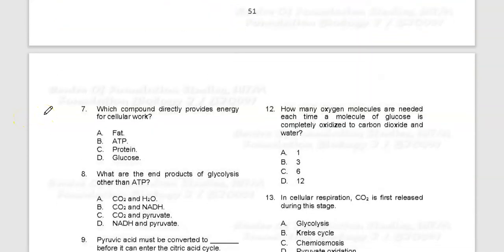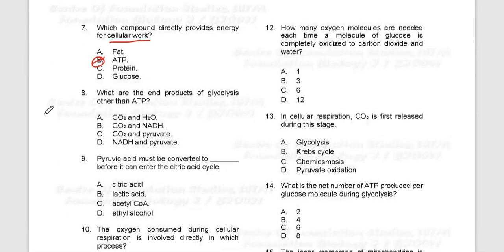So which compound directly provides energy for cellular work? The answer obviously will be ATP. ATP, as you know, is the molecule we call the energy currency of the cell, that is produced during cellular respiration. An example of cellular work is active transport. And then number 8.